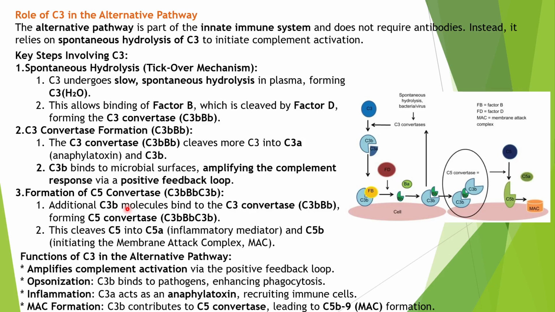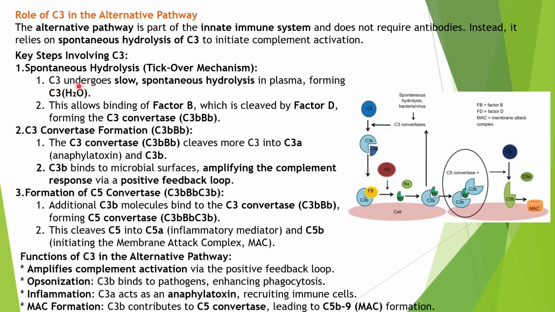Next is the role of C3 in the alternative pathway. The alternative pathway is part of the innate immune system. It does not require antibodies. Instead, it relies on spontaneous hydrolysis of C3 to initiate complement activation. The key major step here is the tick-over mechanism, as it is also called.